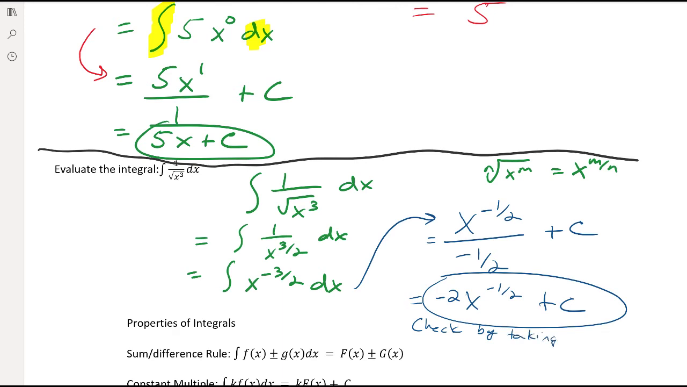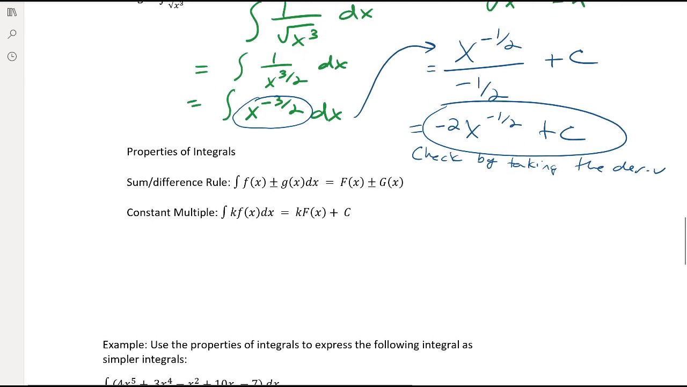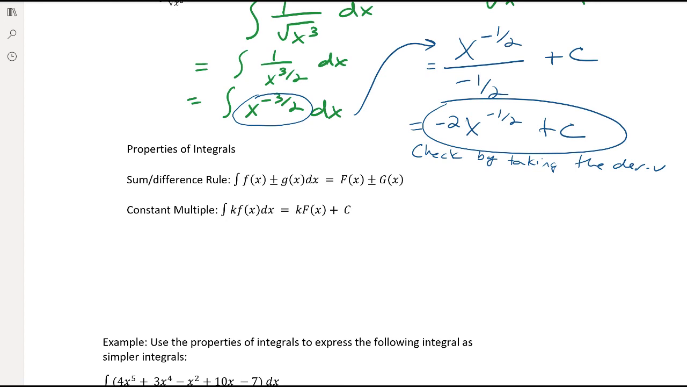Okay? And we should get precisely that value once we take the derivative of the antiderivative. Okay. All right. Sorry for the length of the video. I just want to make sure you guys are super comfortable with this material.